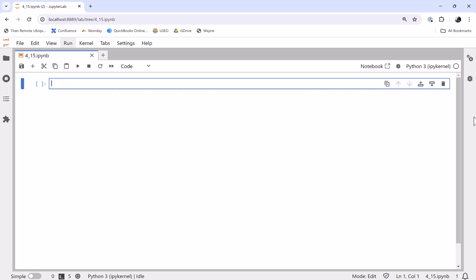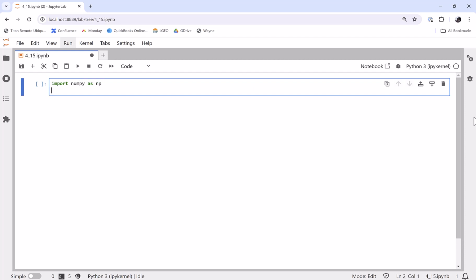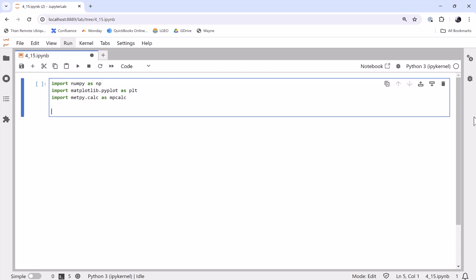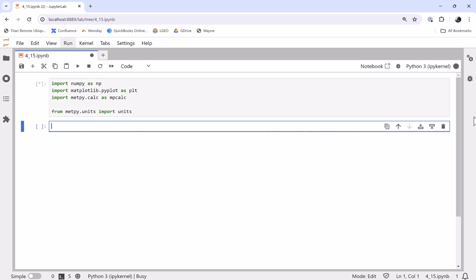And they may not want to do that by hand, punching things into their calculator, but with MetPy and using Python notebooks, we can make some really quick examples and help our students understand scale height. So since we're going to be doing some computations, I'm going to import NumPy as np, import matplotlib.pyplot as plt, import metpy.calc as mpcalc, and from metpy.units, I'm going to import the units registry.